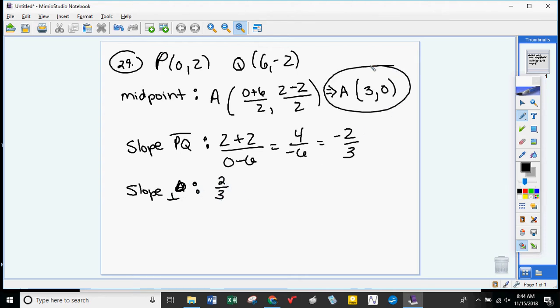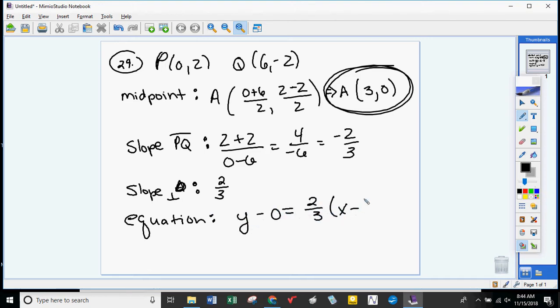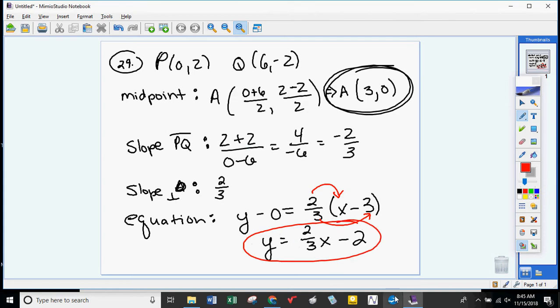Now I use this point to find my equation. Y minus the y coordinate equals the slope times x minus the x coordinate. Now on a test you could stop there, but since you're plugging it in to the homework here, you're going to need to go ahead and multiply this out. 2/3 times x, 2/3 times 3, the 3's cancel out. So here's the equation of your perpendicular bisector.